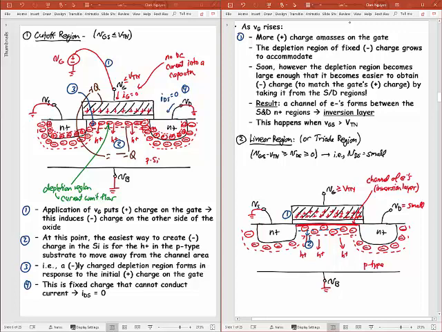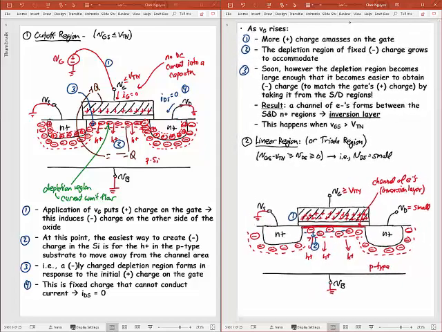Okay. Soon the depletion region becomes large enough that it becomes easier to obtain charge by taking it from the source and drain region. So 3 is sort of this channel of electrons that occurs. That's 2. No, 2 was here. So 3 is this depletion region forming, but I guess I could put that 3 right here, right? That it can't push the holes out anymore, any further. So 4, it creates that channel of inversion, that channel of electrons, the inversion layer there.